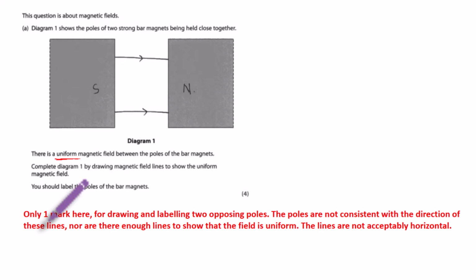Only one mark here for drawing and labeling the two opposite poles. The poles are not consistent with the direction, nor are there enough lines, like I just said, to show that the field is uniform. The lines have to be equally spaced.